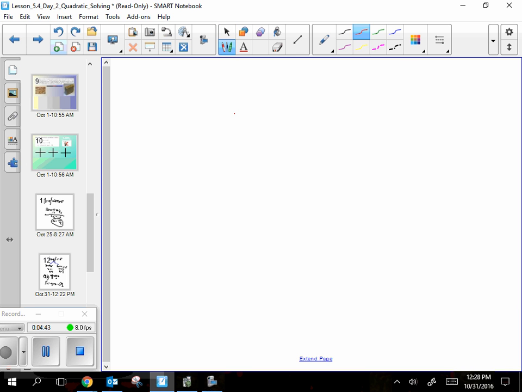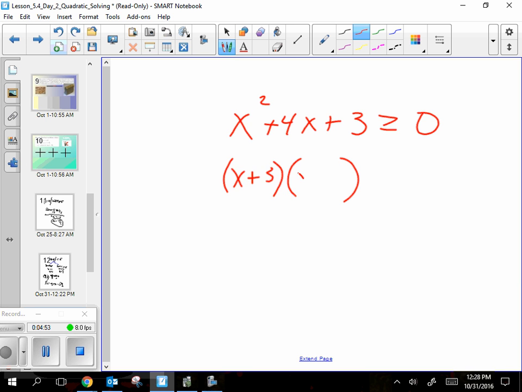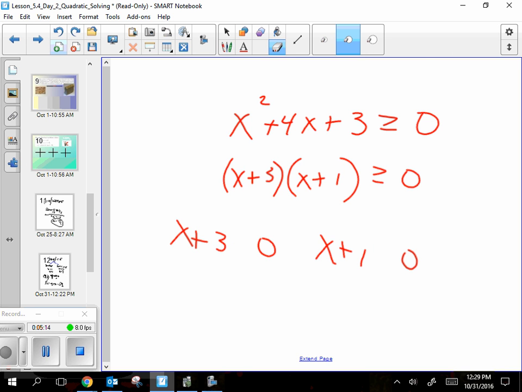All right, so that was the easy one. But then a lot of you got to this kind. And you knew to factor it, because if you can factor it, you should. People were asking me, should I set x plus 3 greater than or equal to 0 and x plus 1 greater than or equal to 0? And the answer, of course, is no. You can't do that. All you can do is set them equal to 0 and solve those. So, of course, we got x equals negative 3 and x equals negative 1.